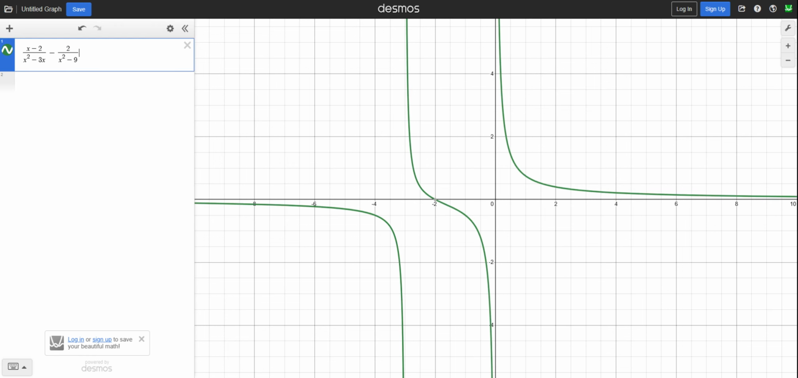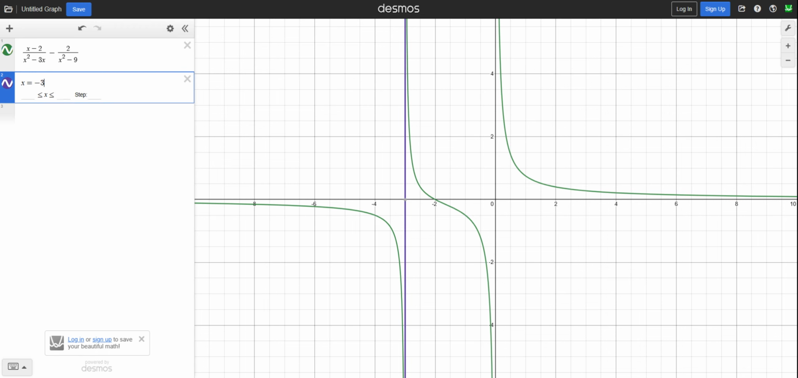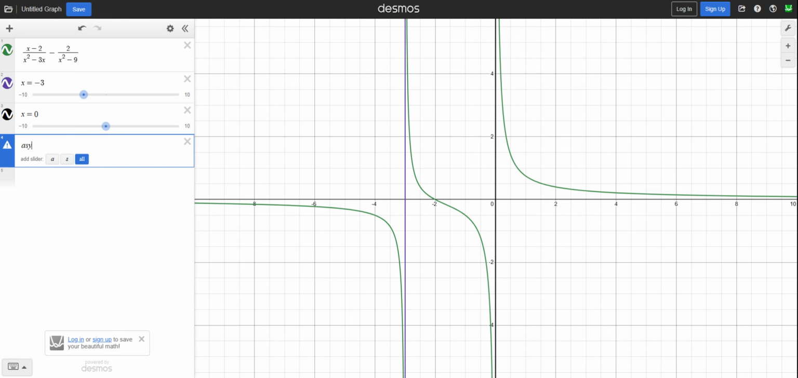If I was to put in here, so your answer is negative 2. But if I put in x equals negative 3, and I put in x equals 0, notice the green line hugs the purple and the black lines. These are called asymptotes. Asymptotes. These are lines that it doesn't cross.